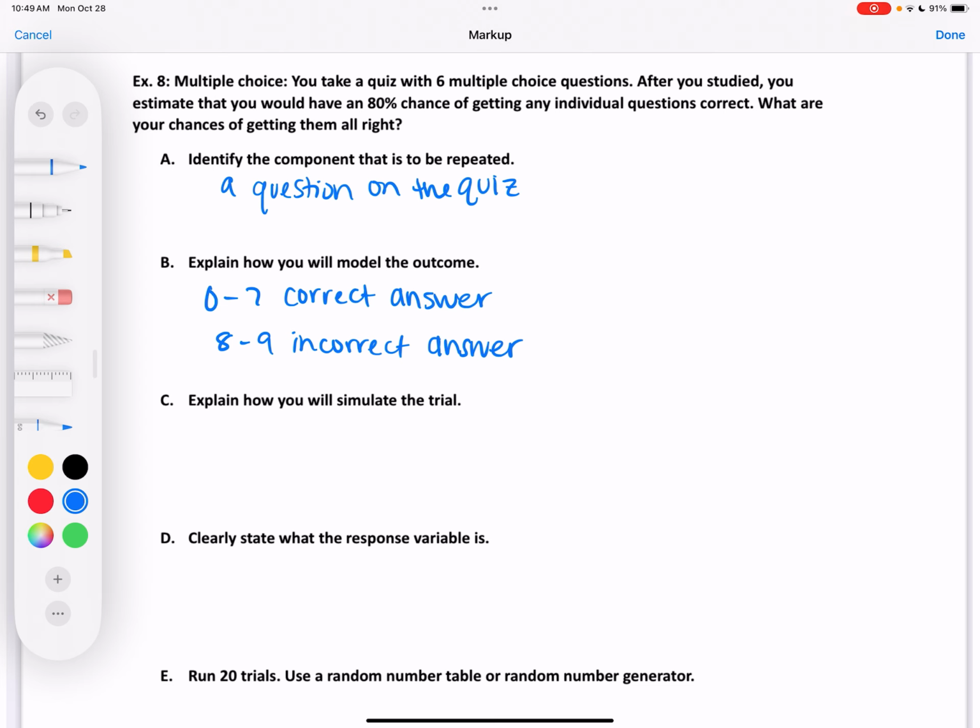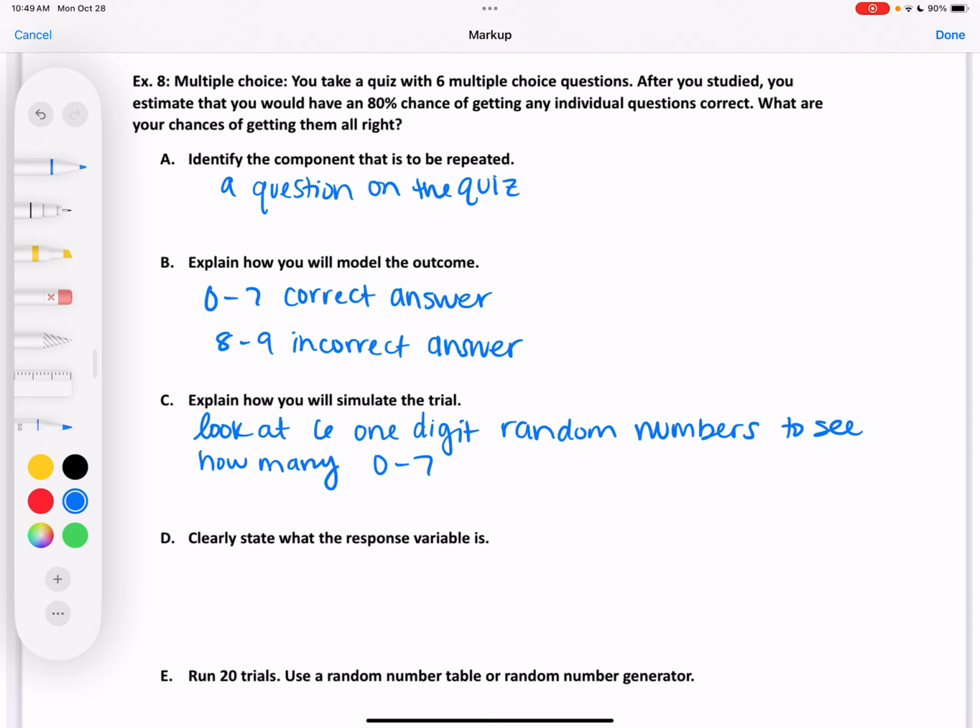So how are we going to simulate this trial? We're going to look at 6 one-digit random numbers. And this one's nice because it'll work for either the table or the generator. It'll work the same either way. To see how many 0 through 7 there are to indicate the number of correct answers.